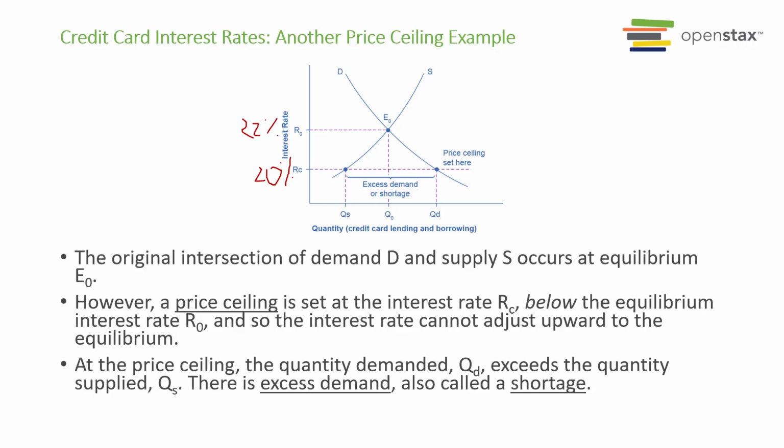But if the credit card companies are not allowed to charge above this ceiling, you can see that puts pressure on the interest rate to want to go up. But with that ceiling in place, it's not allowed to go up. What you end up with is a lot of people that want to borrow money at low interest rates, but there's not enough money to go around. So that creates this excess demand or shortage for credit when there's a ceiling that is below the equilibrium.